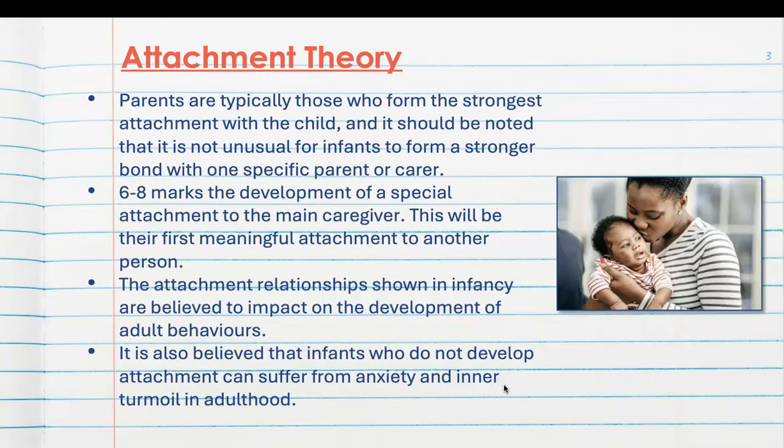So parents or primary carers usually form the strongest attachment with the infant, and it is common for a child to form a particularly strong bond with one main caregiver. Between 6 and 8 months, infants typically form their first meaningful attachment. Psychologists believe that early attachment patterns have long-term effects on emotional and social development. Without secure attachment, infants may be more likely to experience anxiety or emotional difficulties in adulthood.